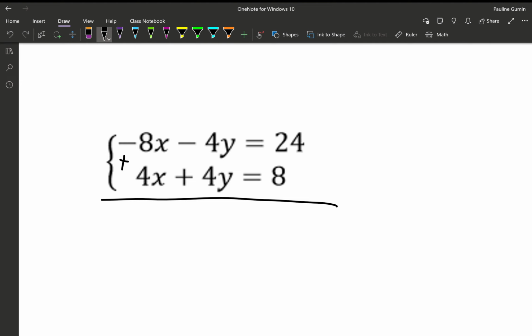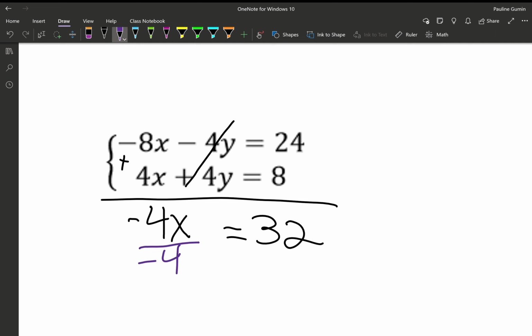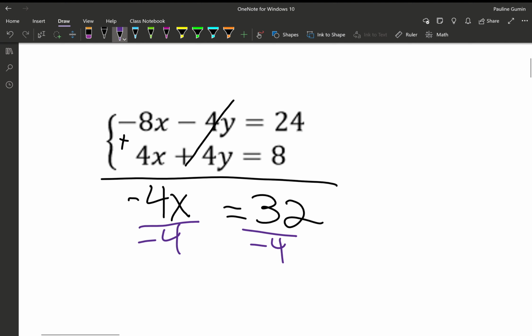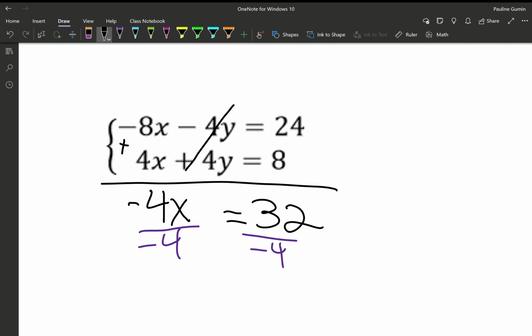Negative 8x plus 4x is negative 4x. The y's cancel, because negative 4 plus 4 is 0. 24 plus 8 is 32. And of course, we divide both sides by negative 4 to get that x equals negative 8.